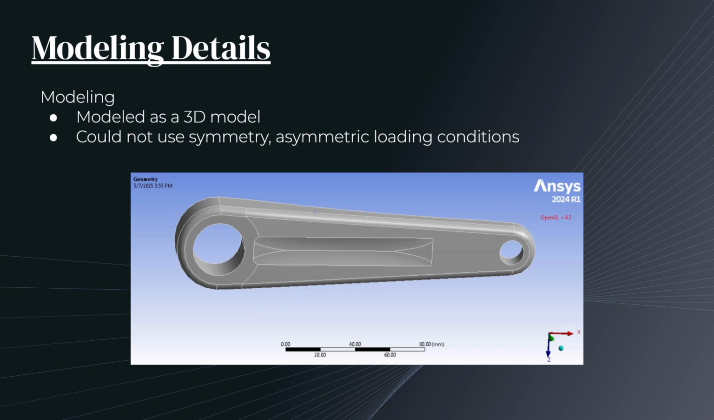We modeled this crank arm as a 3D model. We considered modeling it as a 2D plane strain model, but we decided not to due to the non-uniform thickness of the geometry. We also could not use symmetry as the loading conditions for the crank arm are asymmetric.